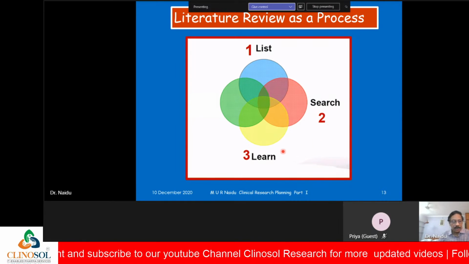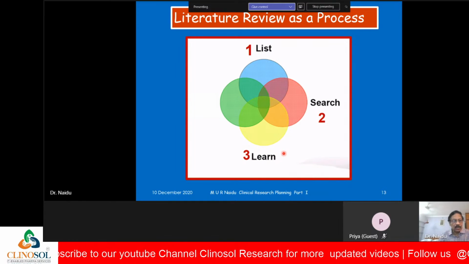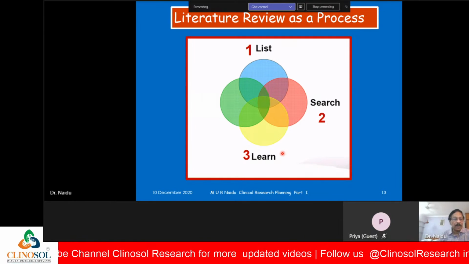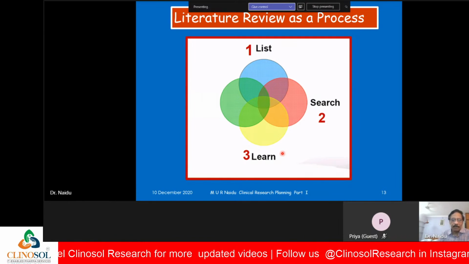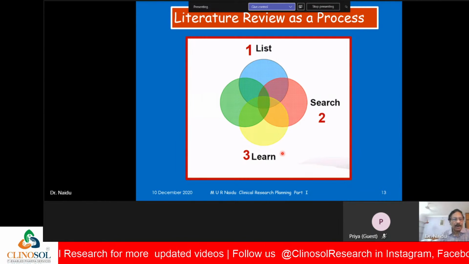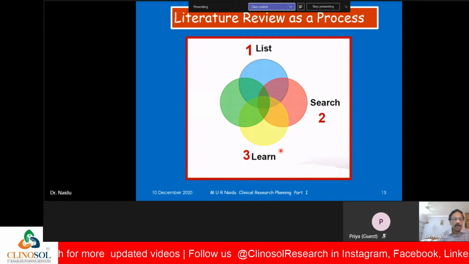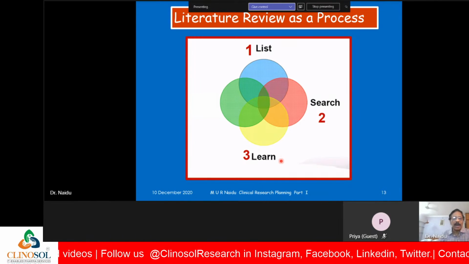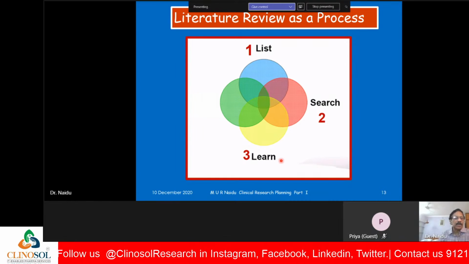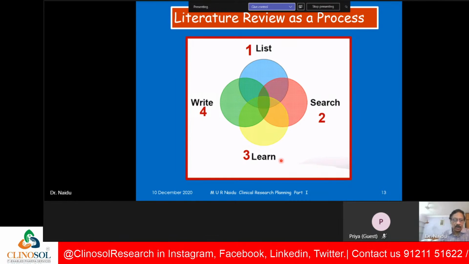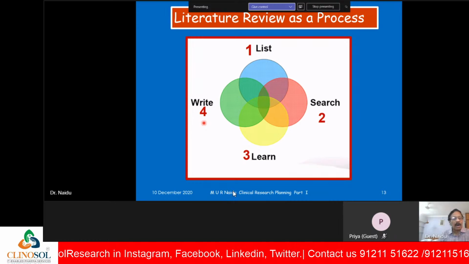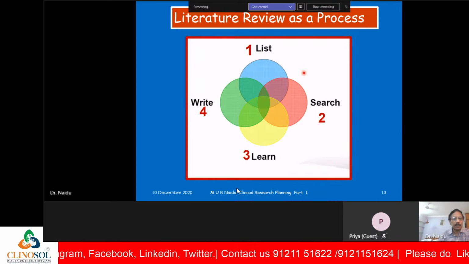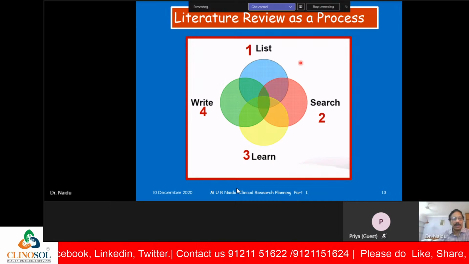And after searching, you learn what to do. For example, I was telling I want to use high dose vitamin D. People will not like it, because most people take a very small dose of vitamin D. I was telling high dose. So I learned that there are papers which have shown that even a very high dose of vitamin D doesn't produce any side effect. So I learned that I can use it. Then after that, you write your entire thing and it will prepare your protocol, and clinical research planning will continue.